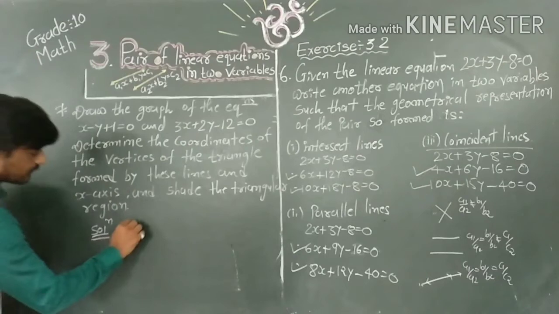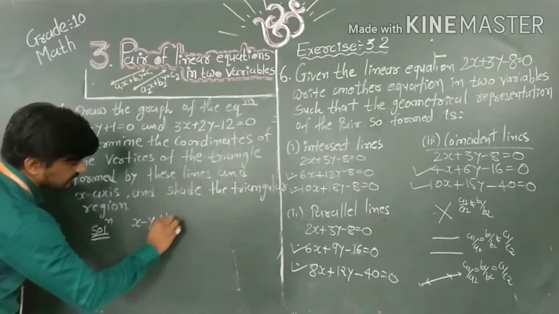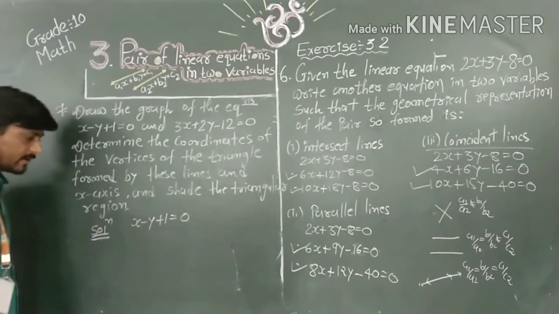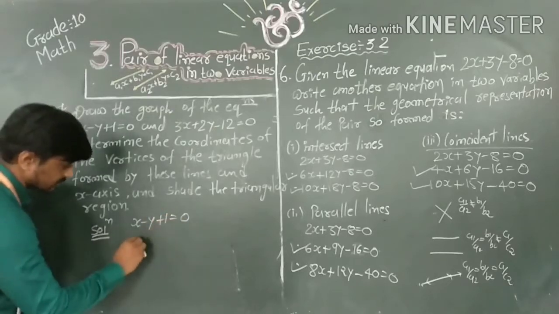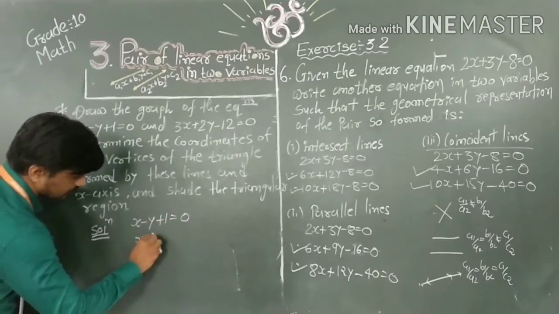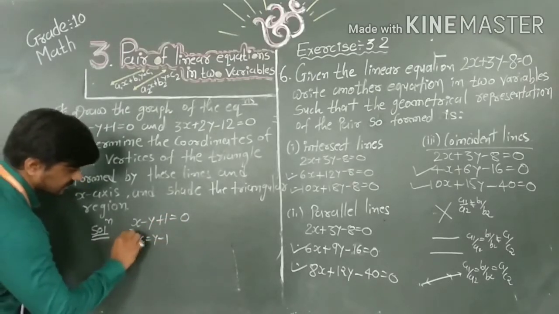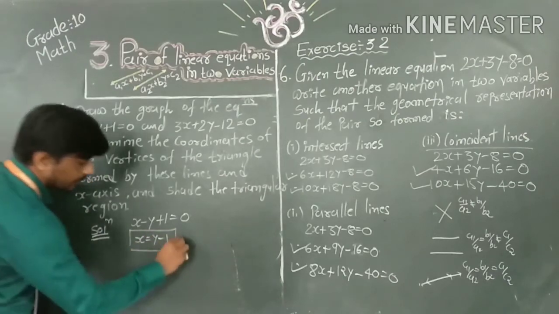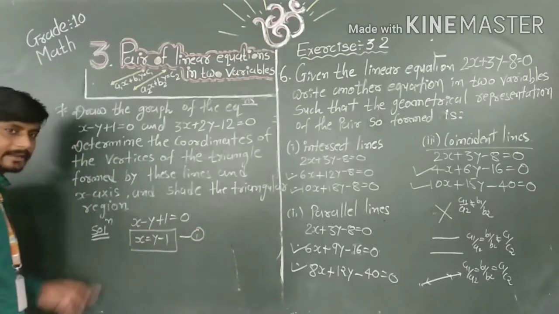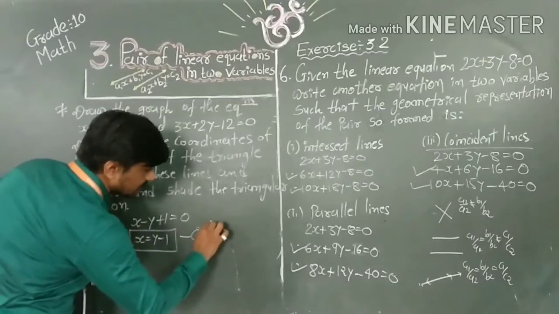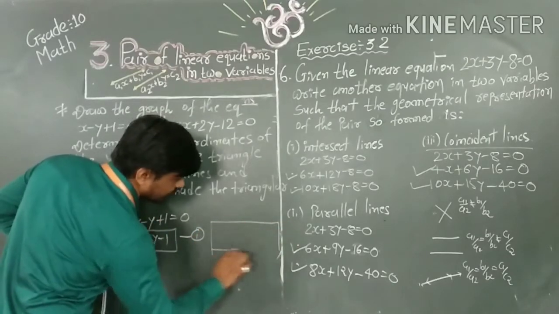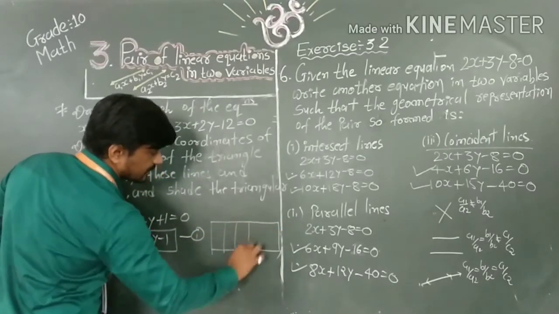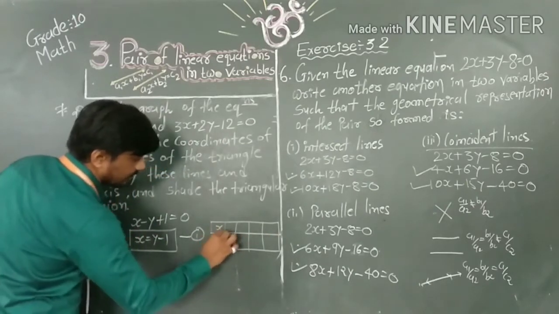For equation 1, x minus y plus 1 is equal to 0. I transfer y to the other side, and 1 to the other side, therefore x is equal to y minus 1. Okay, this is equation number 1. Now make a table. Simply I take a minimum value and we get the corresponding value of y.